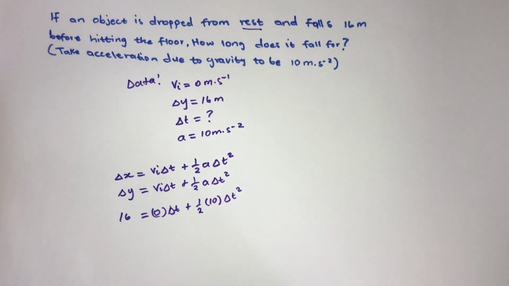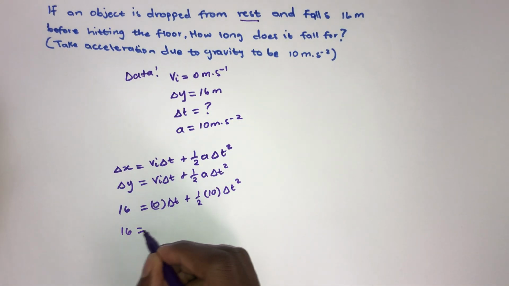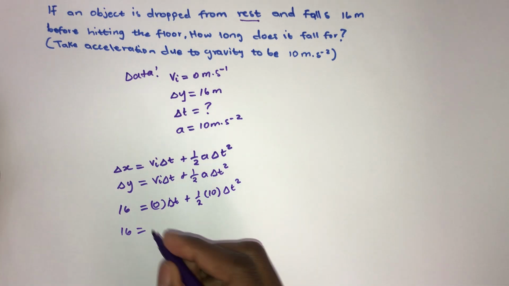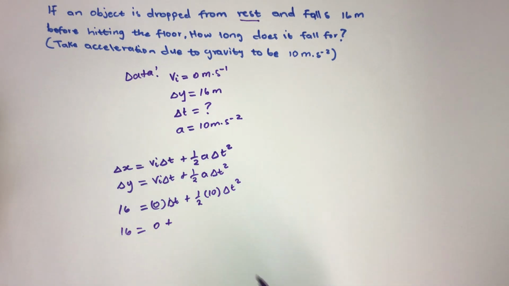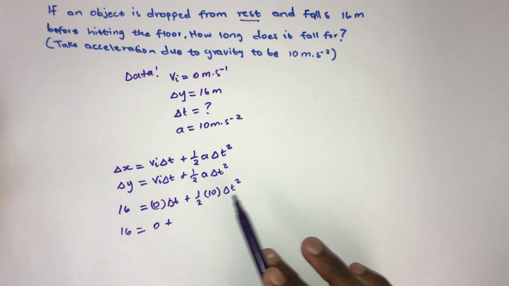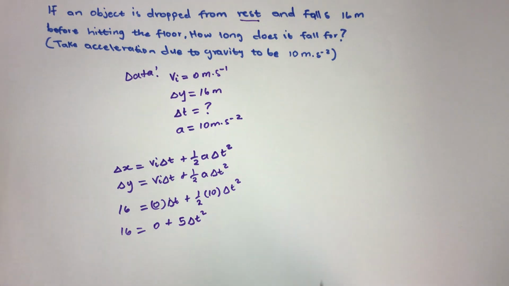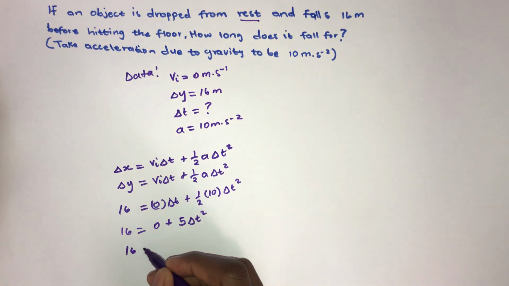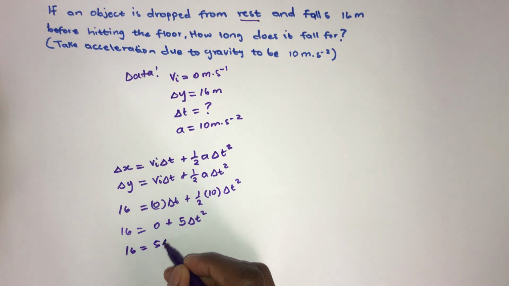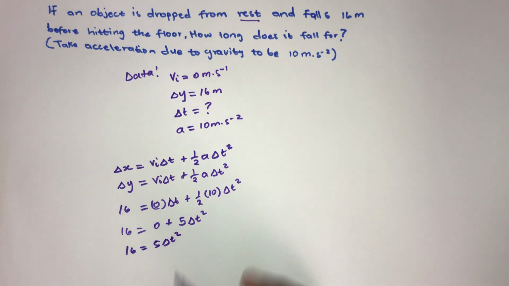We don't know the time. So now 16 is equal to 0 times change in t, anything multiplied by 0 is 0, plus 10 multiplied by half, that is 10 divided by 2, which is 5, times change in time squared. So now 16 is equal to 5 change in t squared, plus 0, just that. So now we divide by the coefficient of time, and then the change in t squared is equal to 16 divided by 5, that is 3.2.